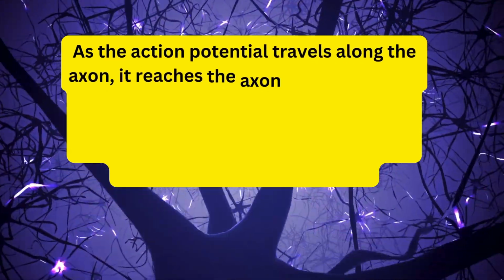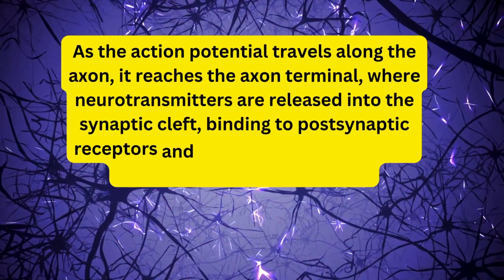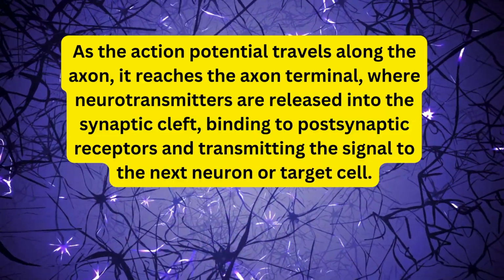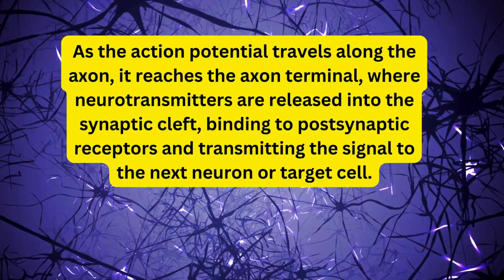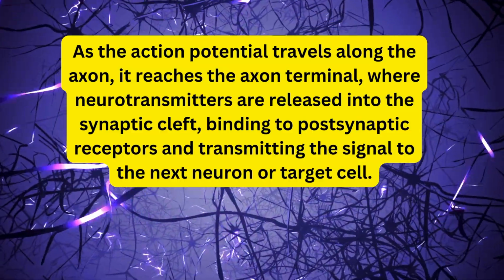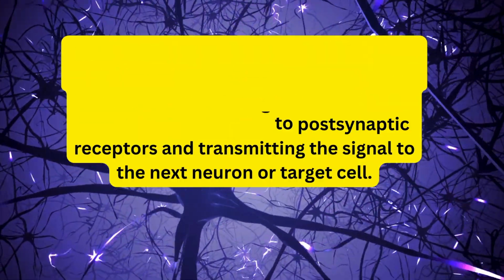As the action potential travels along the axon, it reaches the axon terminal, where neurotransmitters are released into the synaptic cleft, binding to postsynaptic receptors and transmitting the signal to the next neuron or target cell.